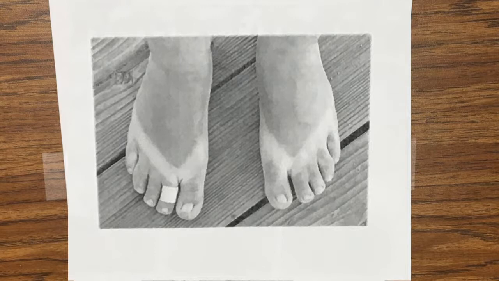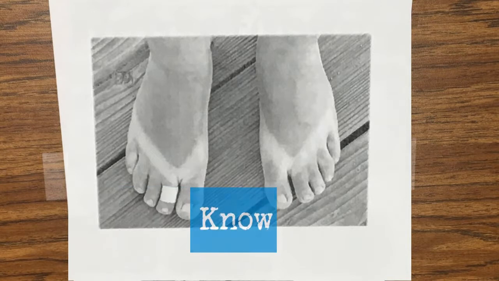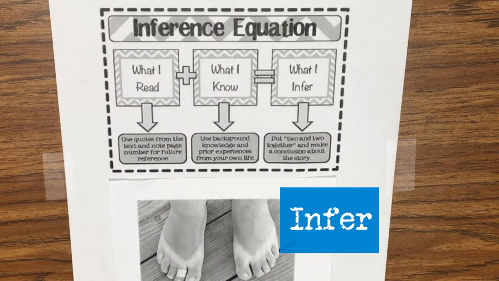So what I know is when I have a suntan with flip-flop lines and I'm standing on a dock with sand on it, I have probably been at the beach. So what I see are the tan lines and the sand. What I know is sand is at the beach and I get tan lines when I'm at the beach. So what I infer is that the child has probably been to the beach.